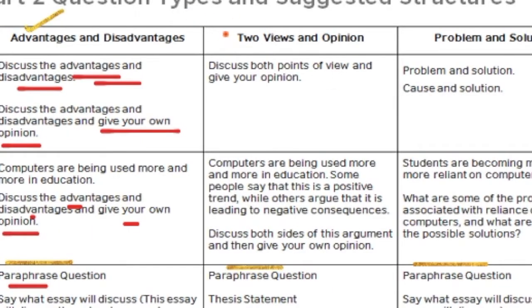Coming to the third question type, which is two views and opinion, which is discussion questions. So the typical language of the question will be: discuss both views and give your opinion. Now the question can be, computers are being used more and more in education. Some people say this is a positive trend while others argue it is leading to negative consequences. So they've given you two points of view. Discuss both sides of this argument and then give your own opinion.